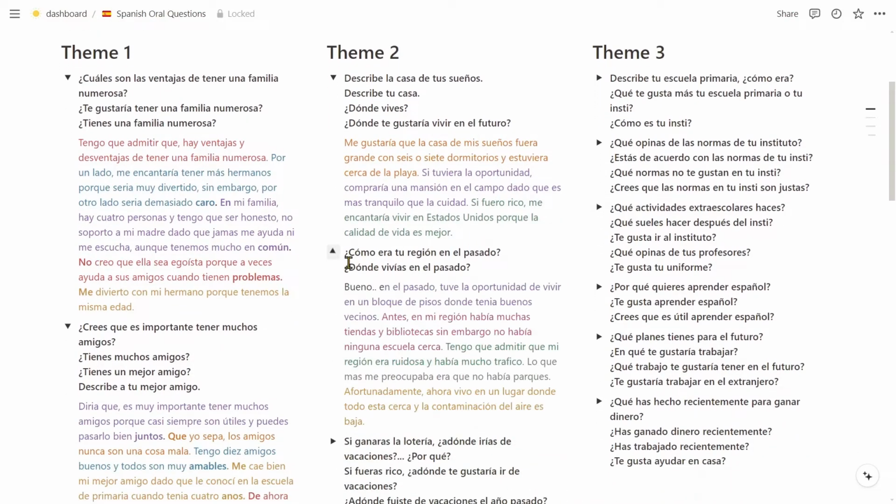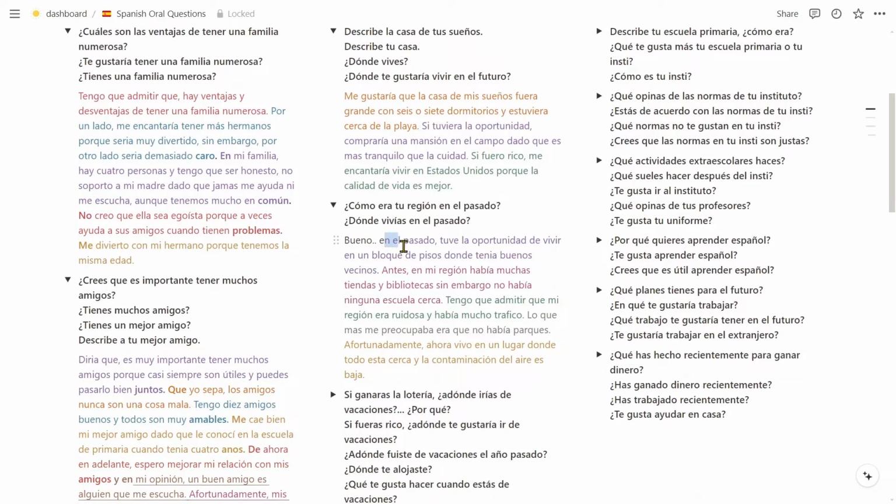Okay, let's keep going. So this is the imperfect tense. How was your house in the past? So I start off by using the, well, here's the preterite tense. Tuve is the preterite. Then I've got the imperfect, no había, for example. And then see, I mixed in the present tense at the end. So comparing where I used to live versus where I live now.